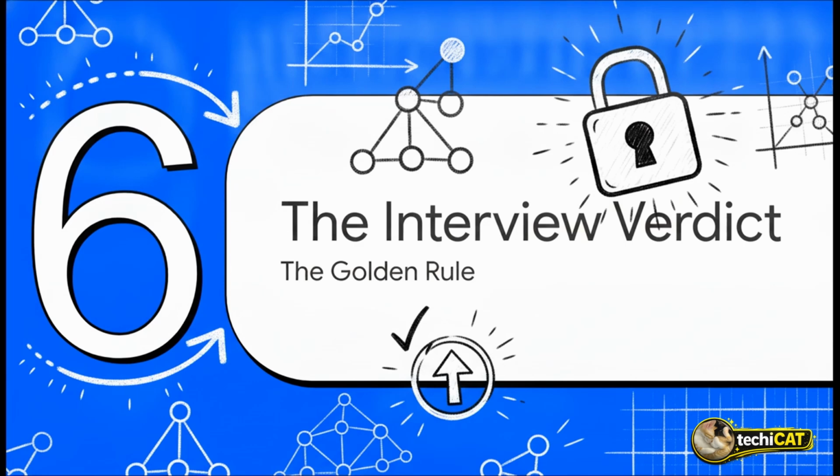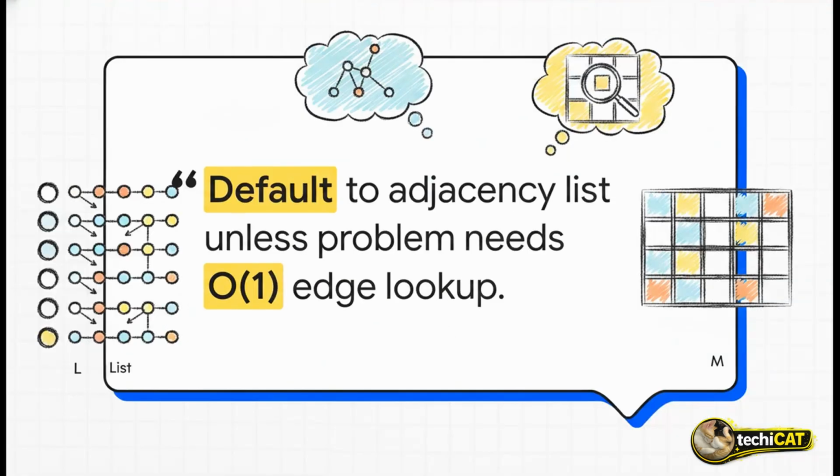Finally, Section 6, the interview verdict. This is the golden rule of graph storage. I want you to commit this quote directly to memory. Seriously, write it down. Always default to the adjacency list in an interview, pulling out the matrix only if instantaneous O(1) edge lookup is strictly required.